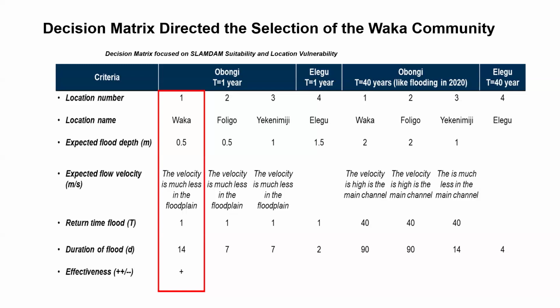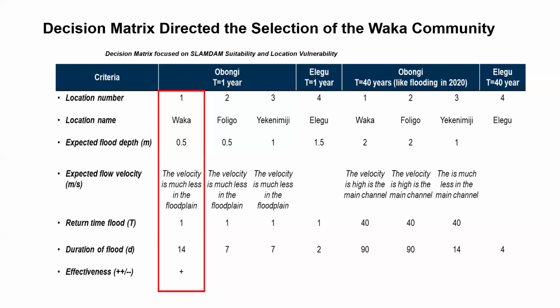And the velocities of the waters at these various sites, at Waka, it was found to be relatively low, since it is in the floodplains. Same for Forigo and the Ekiniminji. And then, of course, the flood return period, this one is annual. Actually, every year they experience this flooding. But when this flooding occurs, at Waka, it tends to stay longer, up to about 14 days. Whereas at Forigo and the Ekiniminji, it is approximately 7 days.